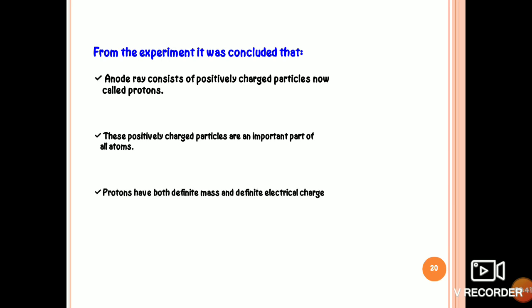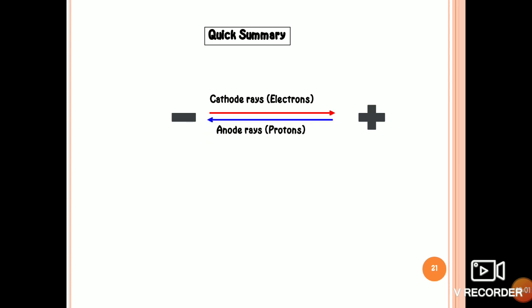Let's revise. We have two terminals, negative and positive. The beam which moves from the negative to the positive terminal is known as cathode rays. Since it is attracted towards the positive terminal, the particles are electrons and negatively charged. Another beam, which moves from the positive to the negative terminal, is known as anode rays. Since it is attracted towards the negative terminal, the particles are protons and positively charged.